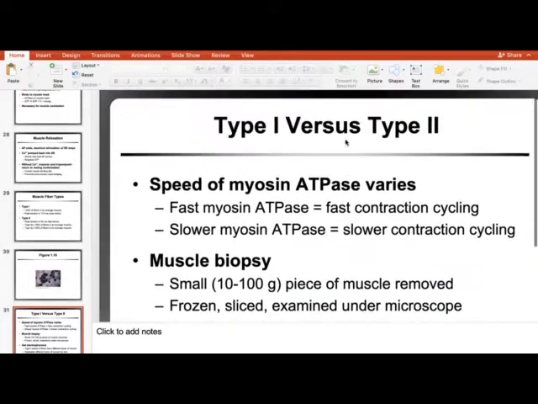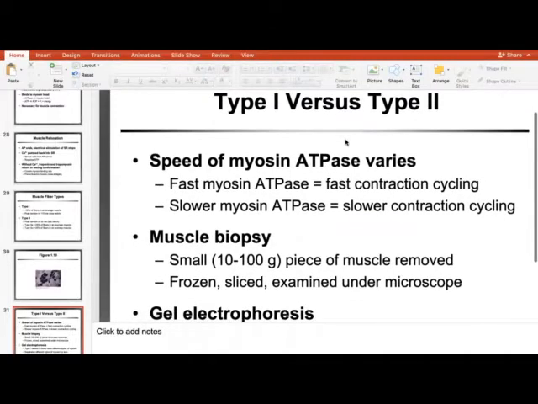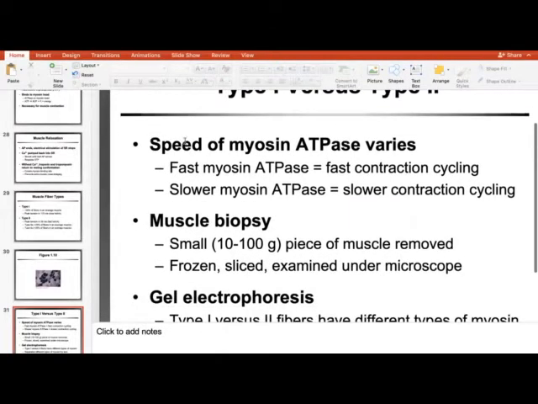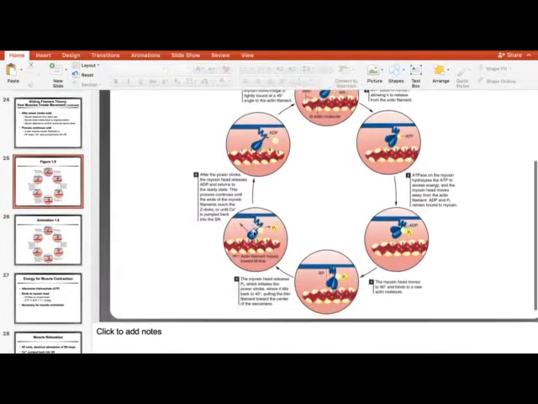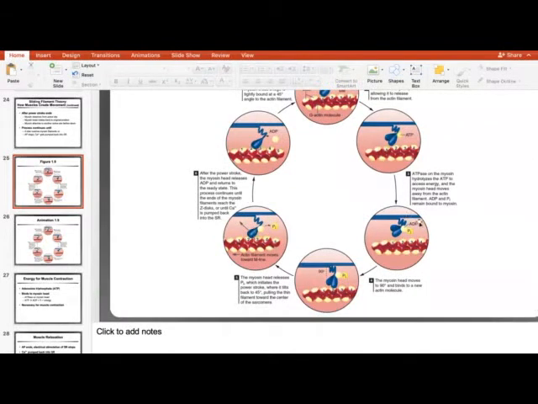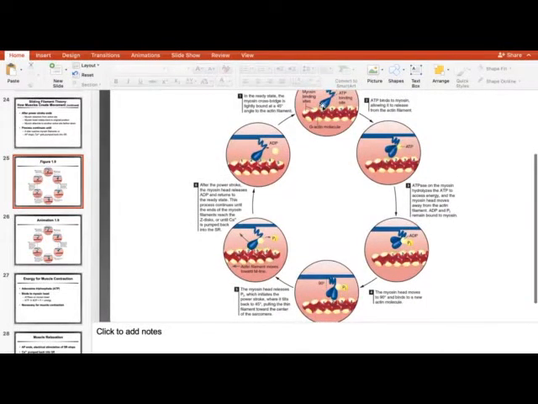All right, so in type 1 versus type 2 muscle fiber types, type 2 muscle fiber types, fast twitch muscle fiber types, have an ATPase that allows for faster contraction cycling. What that means is faster contraction cycling. Now, let's go back to this slide over here. In order for the myosin to change from binding site number 1 to number 2, there needs to be a release of ATP. The ATP needs to be broken down into ADP, and that requires this ATPase to do that.